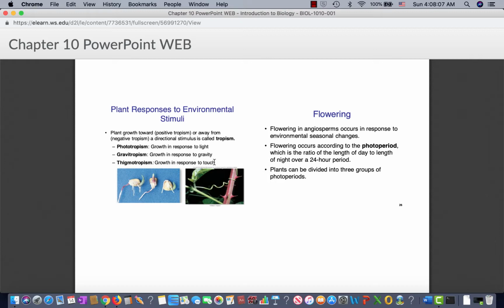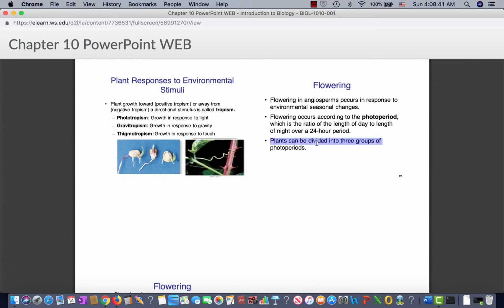If it's positive phototropism, then you are moving towards the light. If it's negative phototropism, you're moving away from it. But again, I can't think of any plant off the top of my head that would move away from light. Flowering in angiosperms occurs in response to environmental seasonal changes, and this is regulated by the photoperiod, which is the ratio of day to night in a 24-hour time period.